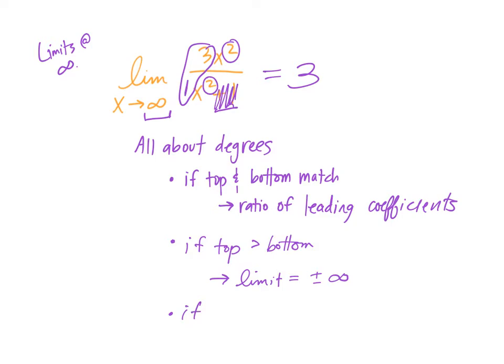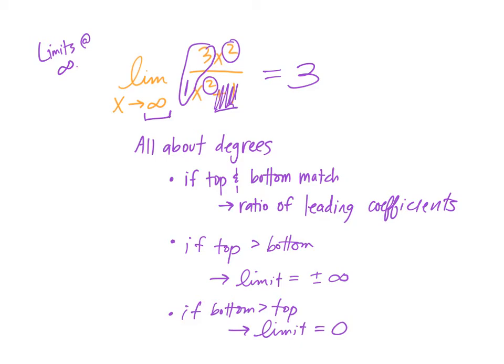If the bottom is greater than the top, then the limit is 0 every time. You can see a lot of those. If you have 1 over x squared, those will all approach 0. They will all approach the x-axis as x increases or decreases. That should be going both left and right.